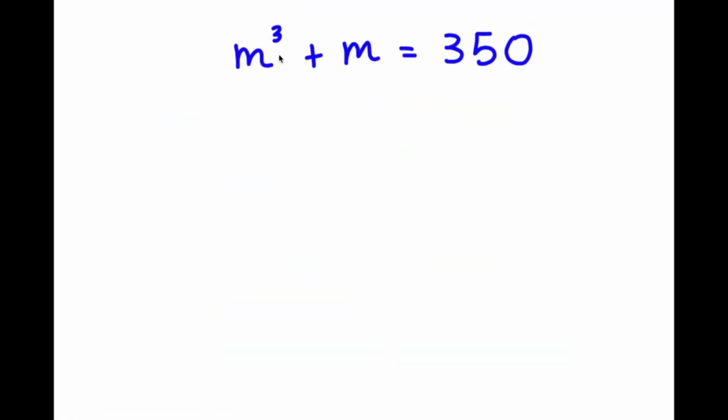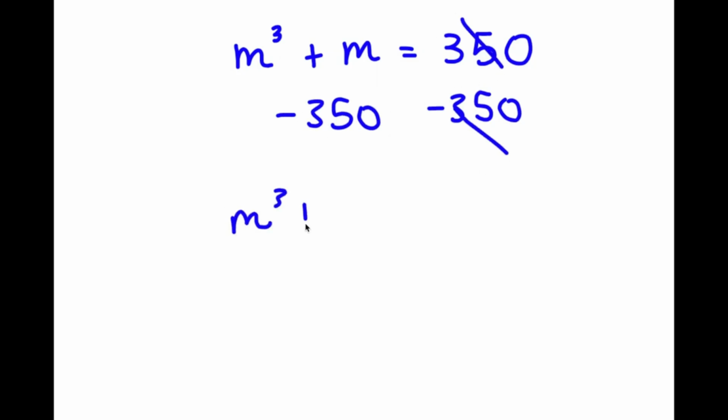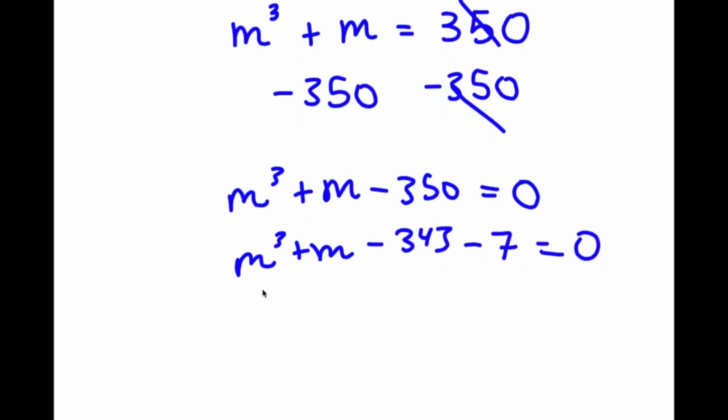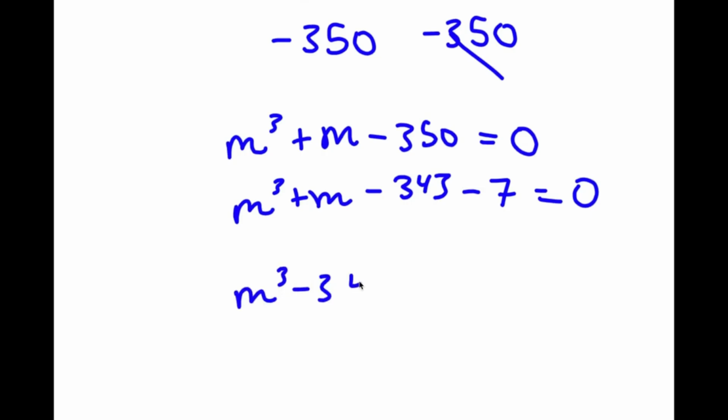Alright, so in this problem, I have m to the power of 3 plus m is equal to 350. So the first thing I'm going to do is subtract 350 on both sides. So these two cancel out, and now I have m to the power of 3 plus m minus 350 is equal to 0. Now, I can rewrite 350 here as negative 343 minus 7. So now I have m to the power of 3 minus 343 plus m minus 7 is equal to 0.